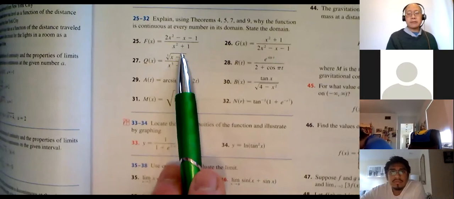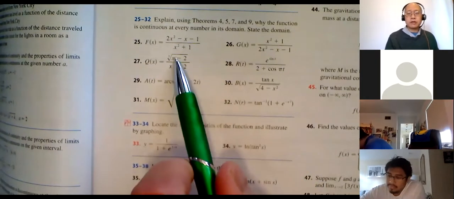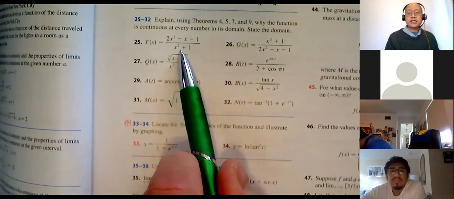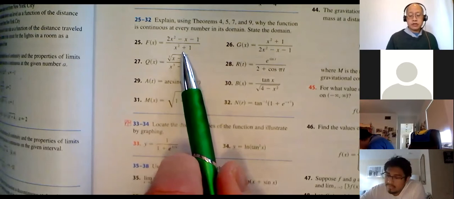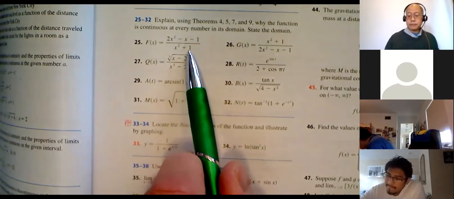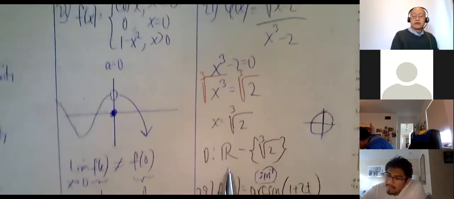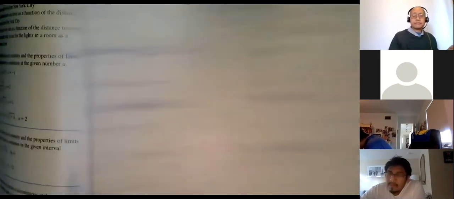I only have to look at the denominator. x squared plus 1. When is x squared plus 1 equal to 0? Never, right? It's impossible. So 25, the answer is all real numbers, which you can write as the funny looking R. And you can use the funny looking R for all real numbers.